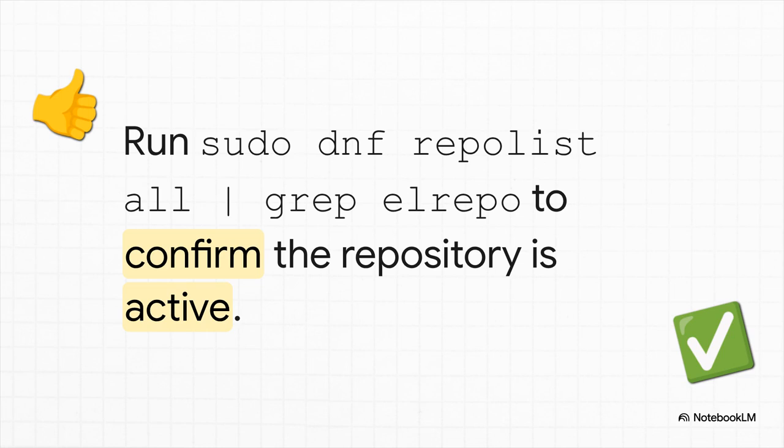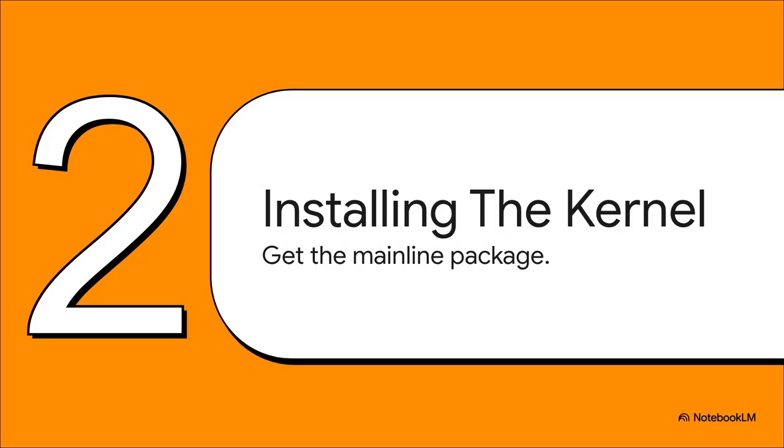So after we install the repo, we're going to run this quick command. It just lists all of our system's repositories, and we use grep to see if elrepo is in the list. If you see it there, you're golden. Okay, repository is in place. Our system is prepped. Now for the main event.